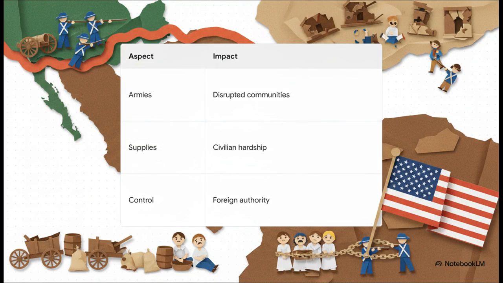So, U.S. forces utilized their vastly superior resources and organization to push incredibly deep into Mexican territory, meaning this quickly stopped being a simple border dispute and turned into a full-scale invasion and occupation of Mexico itself. The movement of these massive armies thoroughly disrupted communities. Severe supply shortages caused extreme civilian hardship, and the total breakdown of local control resulted in a foreign authority being forcefully imposed on the people.